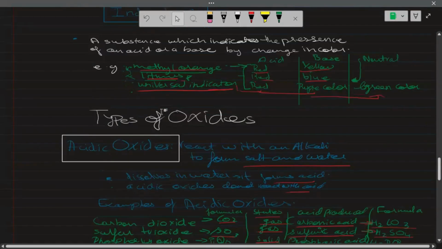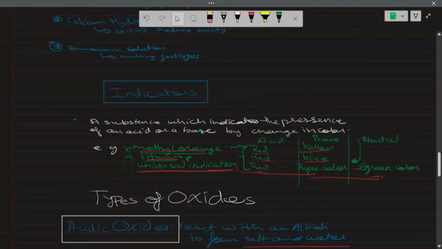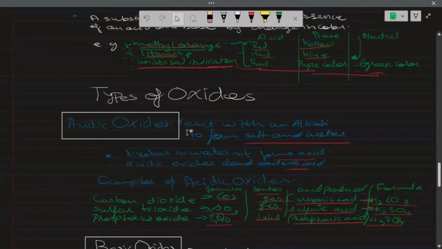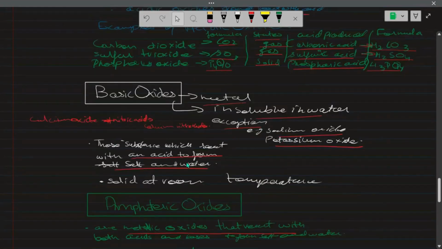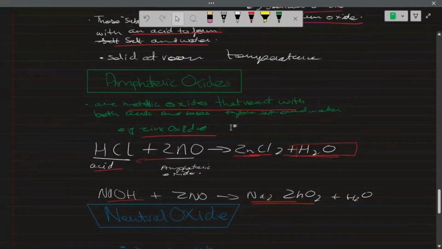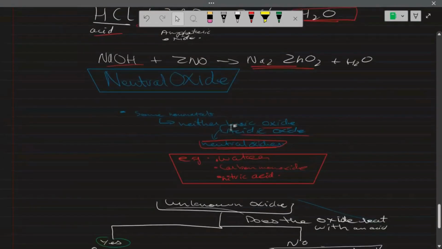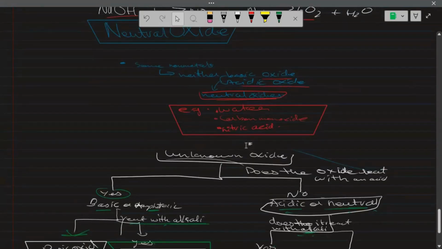I hope you got the main points of today's lecture. In this lecture, we have covered indicators. What are indicators? They are substances that indicate the presence of an acid or base by a change in color. Acidic oxides are those substances that react with an alkali to form salt and water. Basic oxides are those substances that react with an acid to form salt and water. Amphoteric oxides react with both acids and bases to form salt and water. And neutral oxides don't react with either a base or an acid. Examples are water, carbon monoxide, and nitric acid.